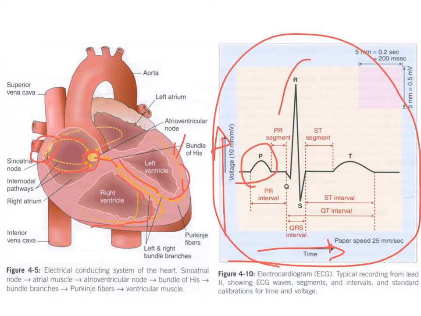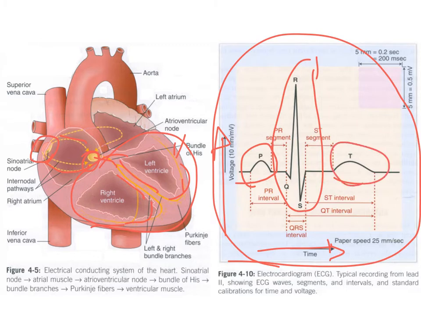And then we have something called a QRS. QRS is a summation of the electrical activity that's going on in the ventricle itself. And then lastly, we have something called the T wave, which corresponds to repolarization in the ventricles, meaning the electrical signal going back to the baseline current.